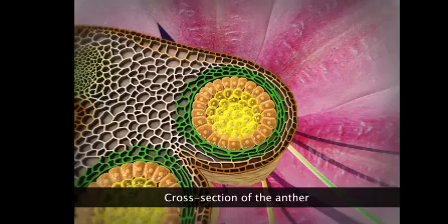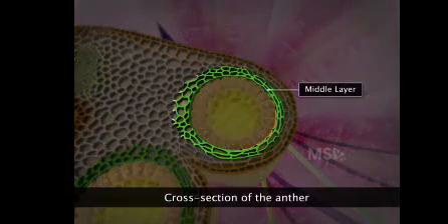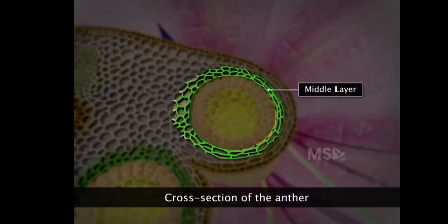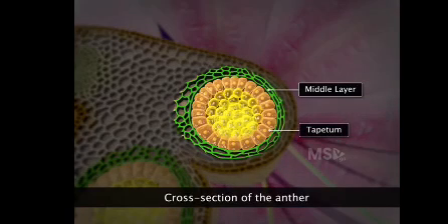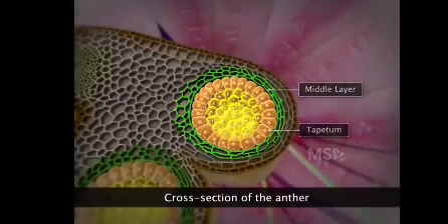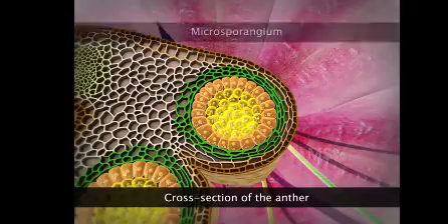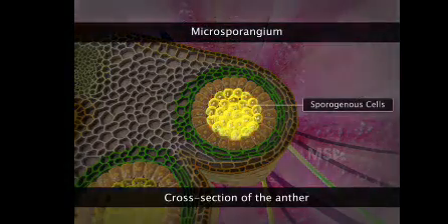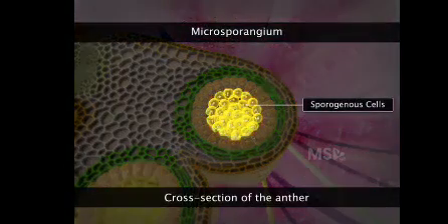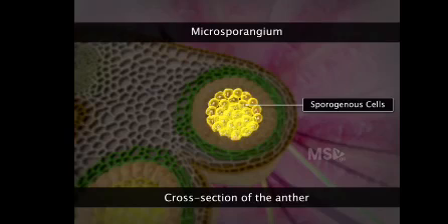Beneath the endothecium lie 1 to 3 middle layer cells. These cells protect the pollen grains and help in their release. Beneath the middle layer of cells lies the tapetum, which provides nourishment to the developing pollen grains. When the anther is young, the microsporangium encloses cells of the sporogenous tissue. Each cell in the sporogenous tissue has the potential to develop into a pollen grain.